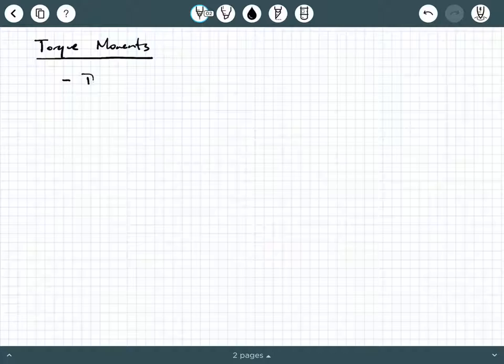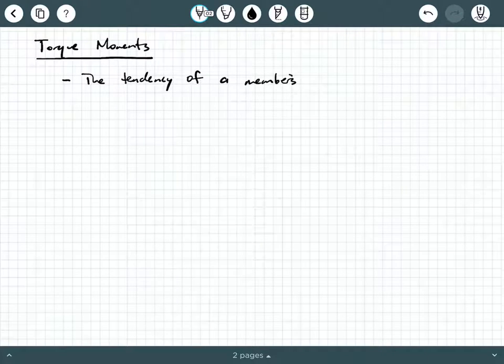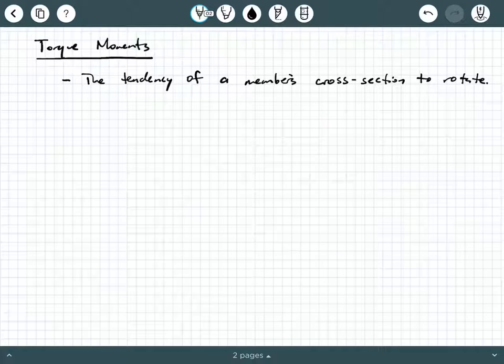Okay, so we're going to say this is the tendency of a member's cross section to rotate. Okay, so for example, let's look at an illustration to kind of visualize this.